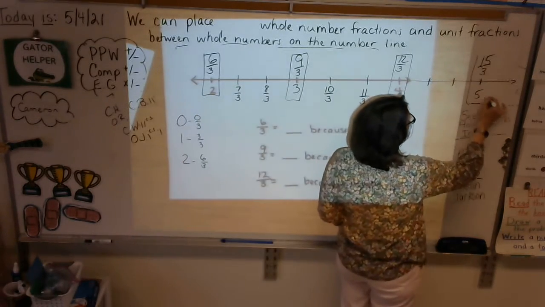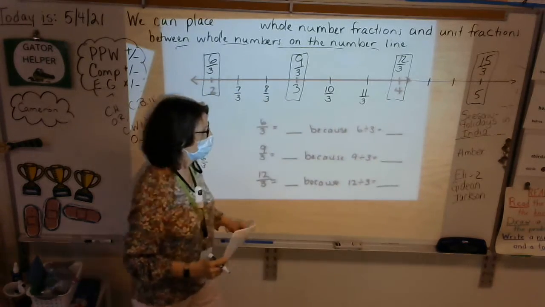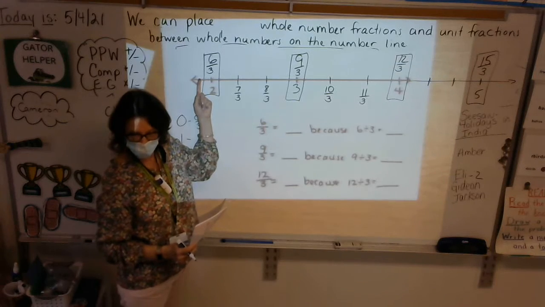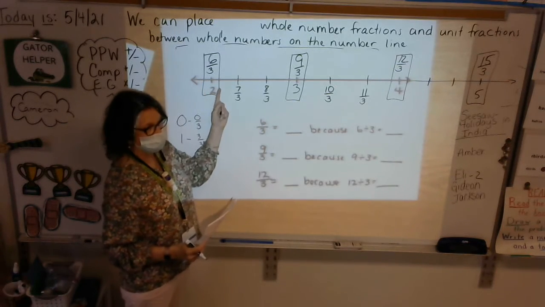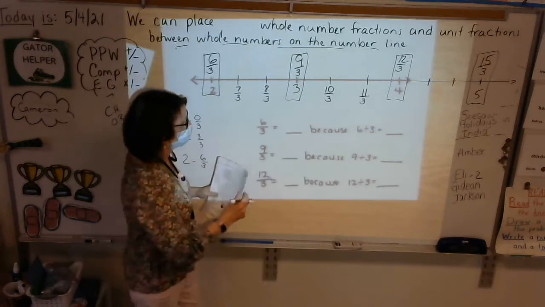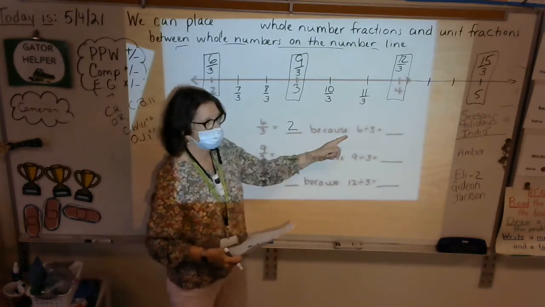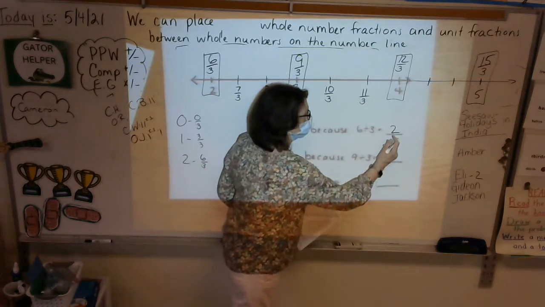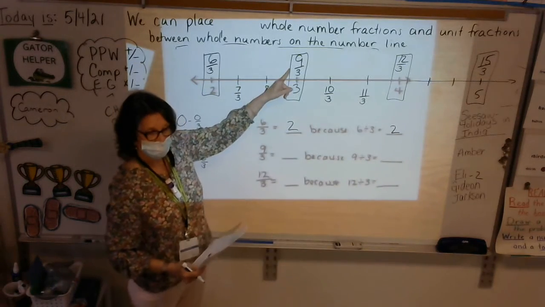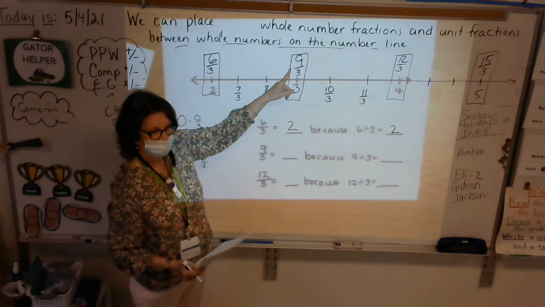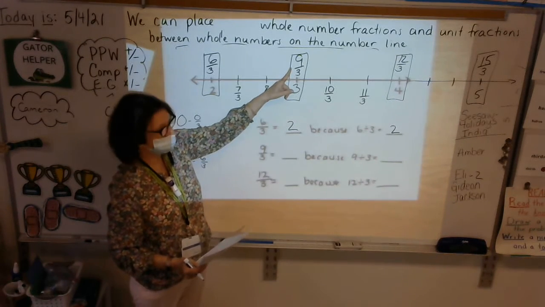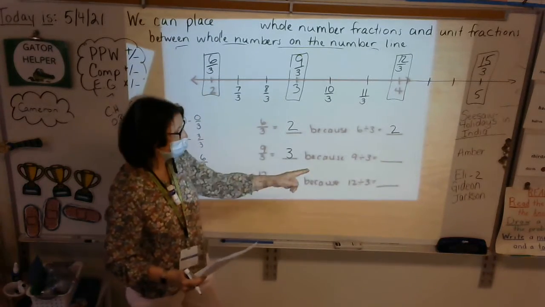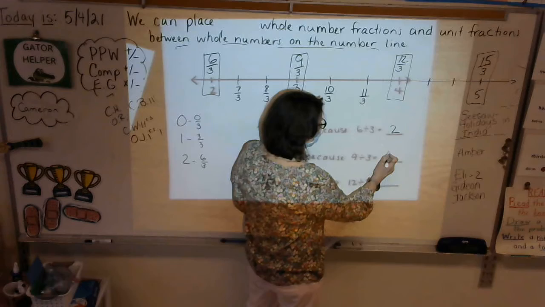Let's look at our division sentences where we find our whole numbers. 6/3, look at it, boys and girls. Point to 6/3 on your number line. 6/3 equals what whole number, everybody? 2. And we know that because 6 divided by groups of 3 will give us 2. Let's go to 9/3. Point to 9/3 on your number line. What whole number is that, Kaden? 3. 9/3 equals 3. We know that because 9 divided by 3 equals 3.